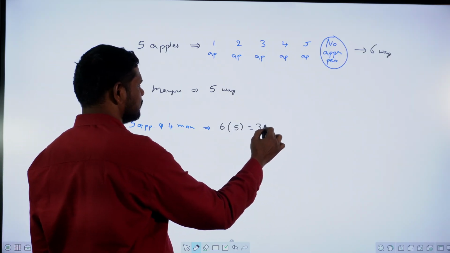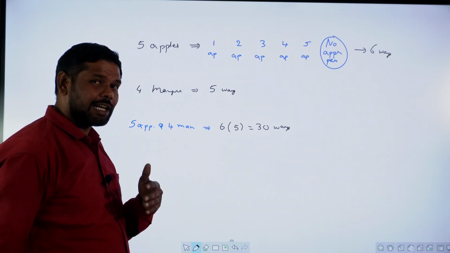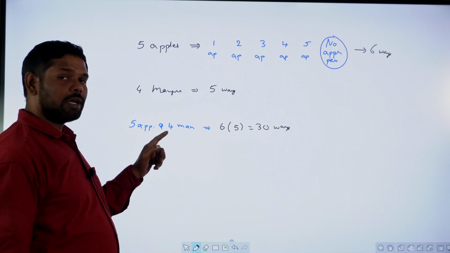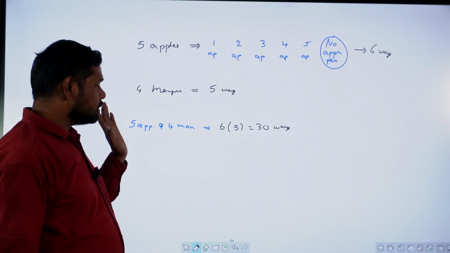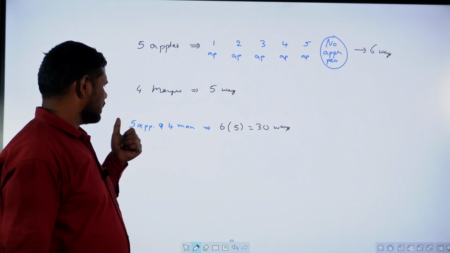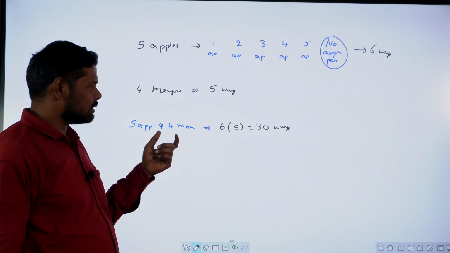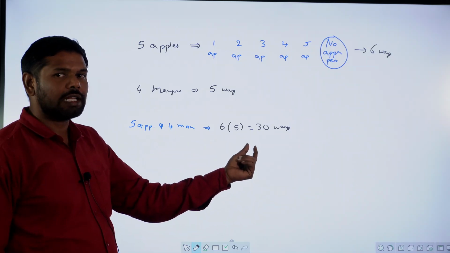6 into 5, 30 ways. Means, what are the possibilities? 0 apples 1 mango, 0 apples 2 mangoes, 0 apples 3 mangoes, 0 apples 4 mangoes, 0 apples 0 mangoes. That is one case. Then same, 1 apple 0 mangoes, 1 apple 2 mangoes, 1 apple 3 mangoes, like that. 6 different and 5 different. 6 into 5, total 30 ways.